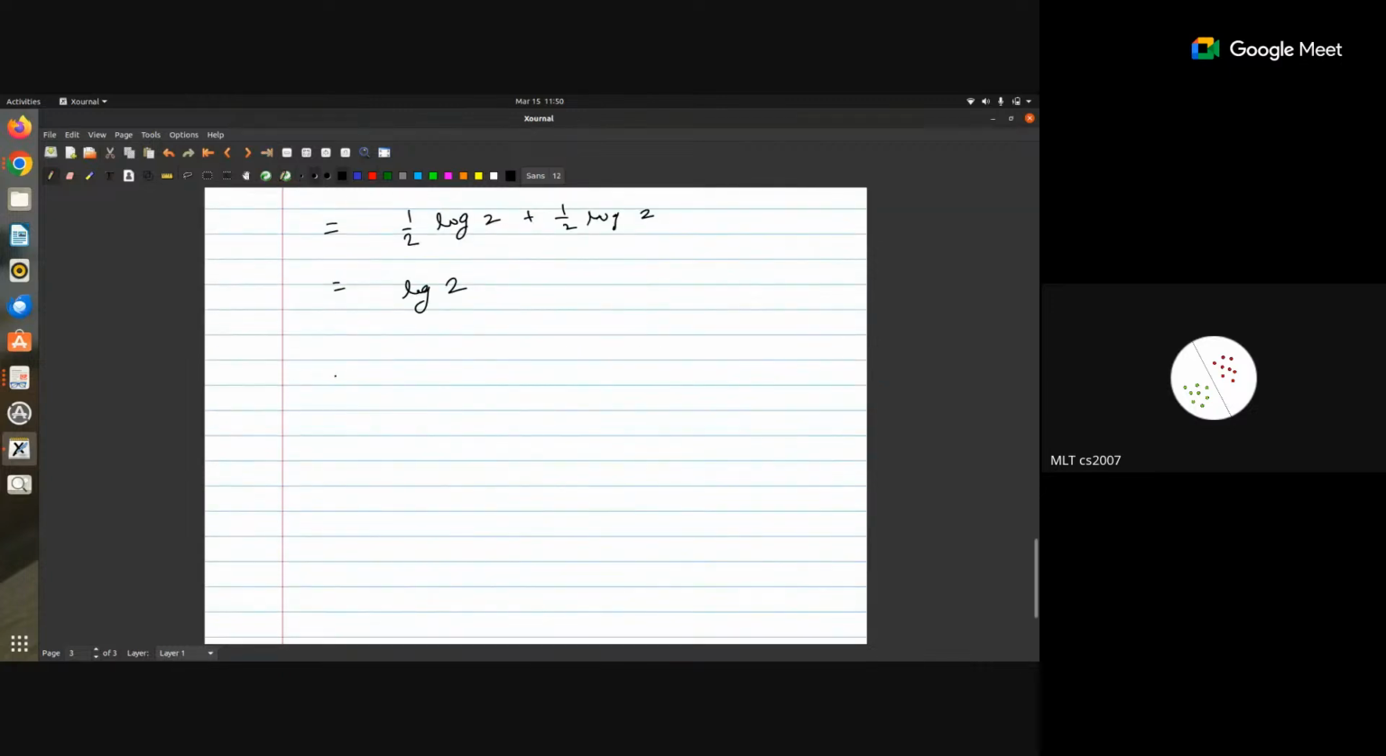So what is the formula for entropy of any data set? It will become minus p log p plus 1 minus p log of 1 minus p, right? This is the formula. When p is equal to 1, what happens? This log will become 0, right? This part will become 0. So this will be minus of 1, so basically it's log 1. So log 1 to any base generally becomes 0.